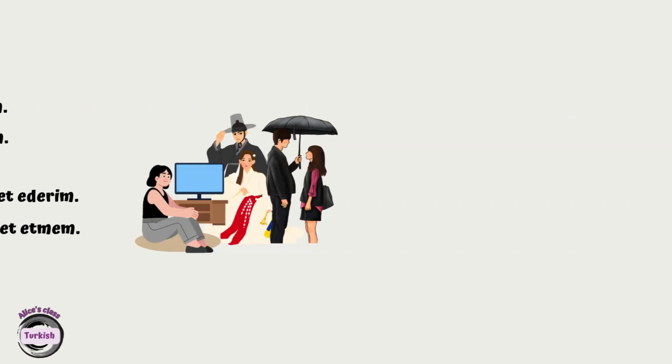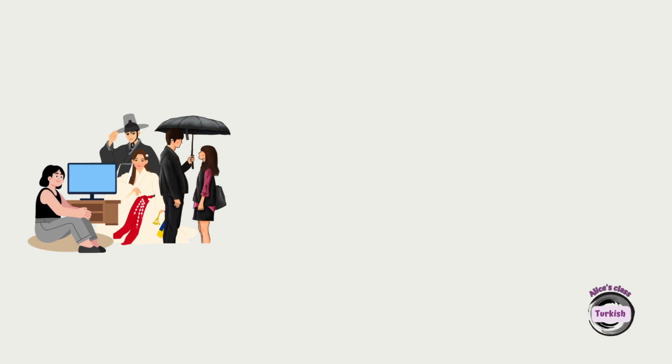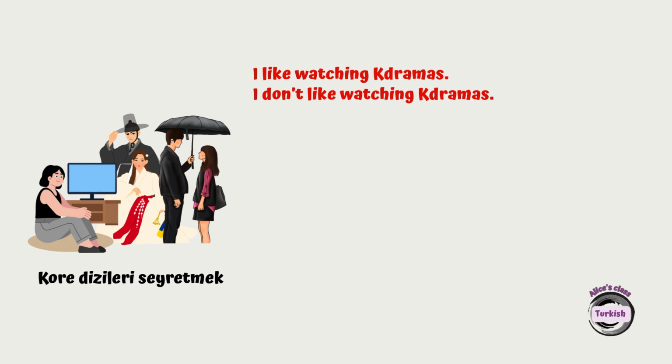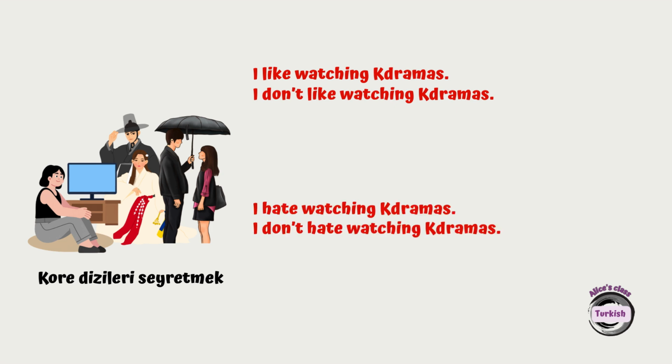So let's do another exercise. So this time we have a picture of a woman watching K-dramas, Korean dramas. So how do we say that? Kore dizileri seyretmek. Right? So what we're going to say here, I like watching K-dramas or I don't like watching K-dramas. And I hate watching K-dramas or I don't hate watching K-dramas. So you try first. And you can pause here if you want to. And then we will do it together in a second. Are you ready? Let's do it together.